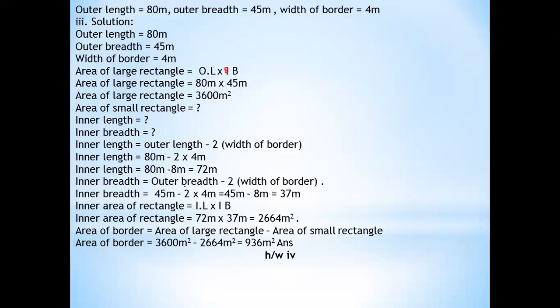After placing the values, we get 2664 square meters, and the area of the border is equal to the area of the large rectangle minus the area of the small rectangle. Placing the value of the area of the large rectangle, 3600 square meters, minus 2664 square meters, the subtraction gives your last answer, 936 square meters.